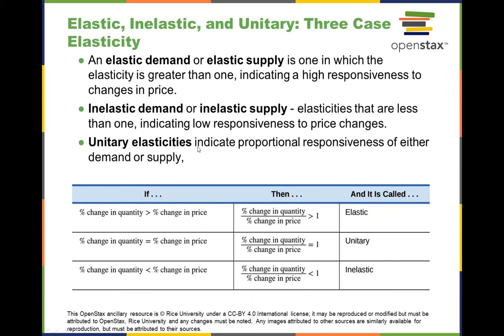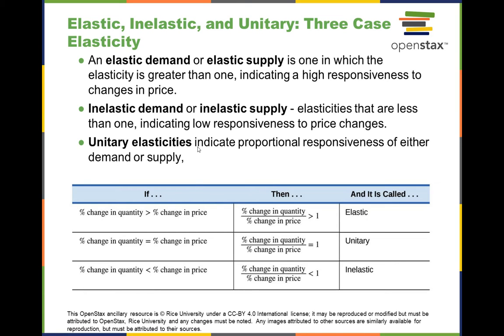So there we can see down at the bottom the percentages written out. The percentage change in quantity, if it is greater than the percentage change in price, then you have what is called the actual formula: the percentage change in quantity divided by the percentage change in price is greater than 1. It is known as elastic. And if the percentage change in quantity is equal to the percentage change in price, then when you divide the quantity by price, you get a number that is equal to 1. That's known as unitary elastic.